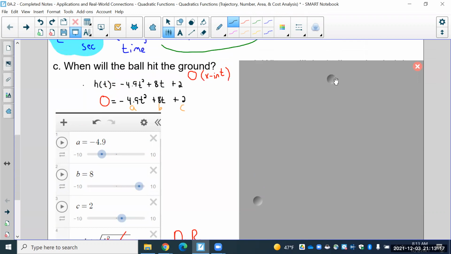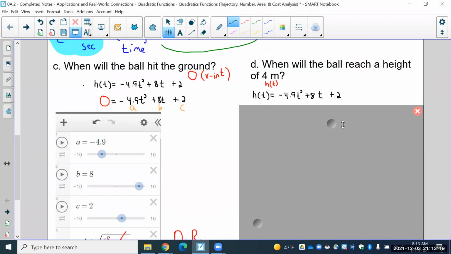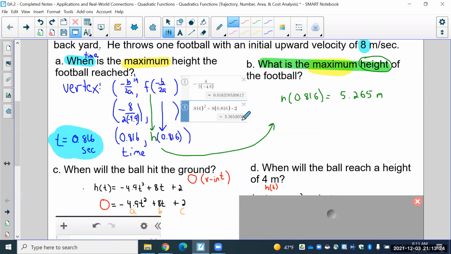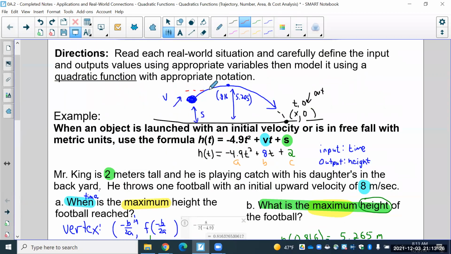All right. So the next problem that we have here is, well, what would happen if the ball reached 4 meters? Now, to explain what's going on there, if I were to look at this and I were to put this here, 4 meters is here, right? And so they want to know these 2 points of intersection.